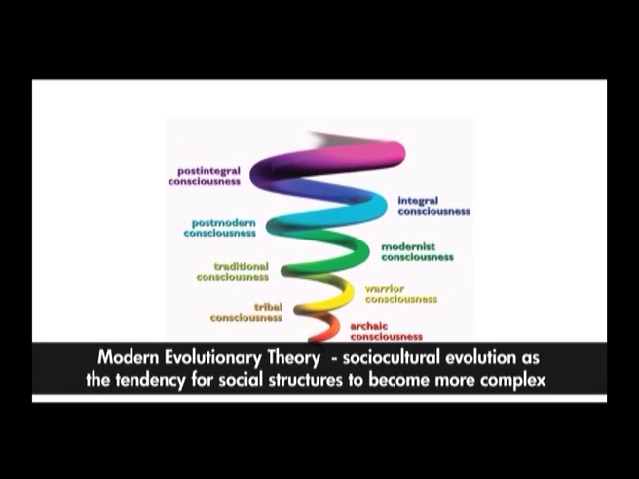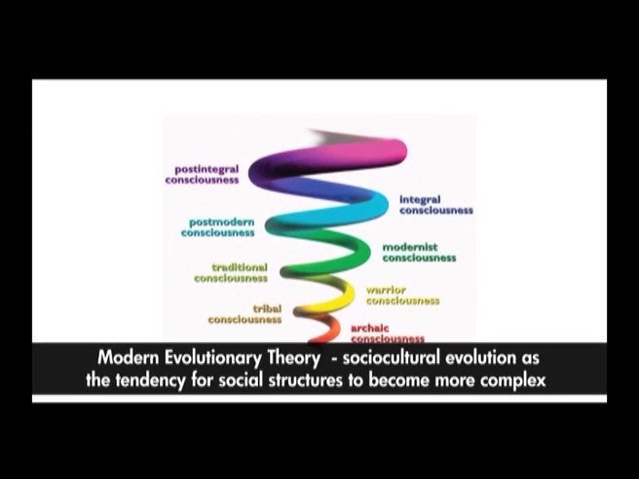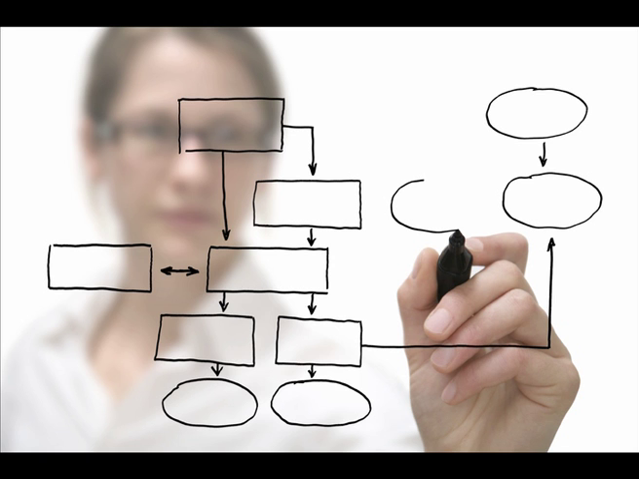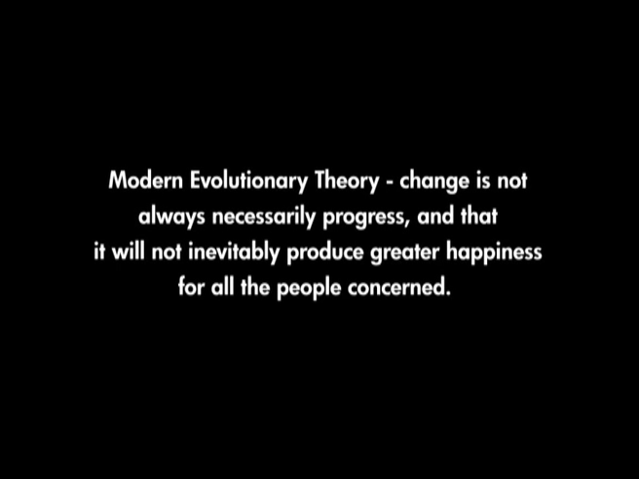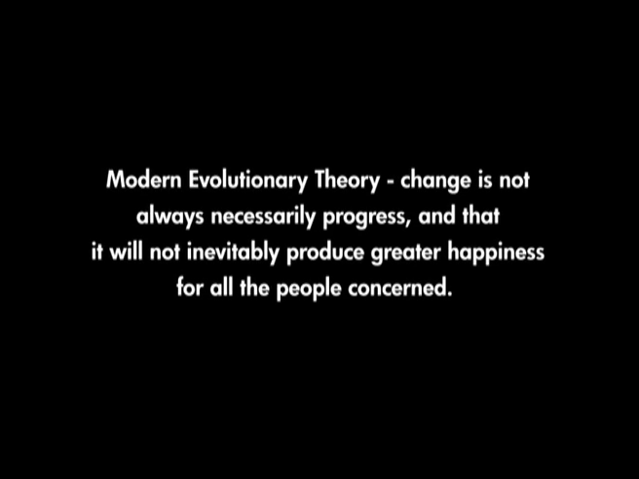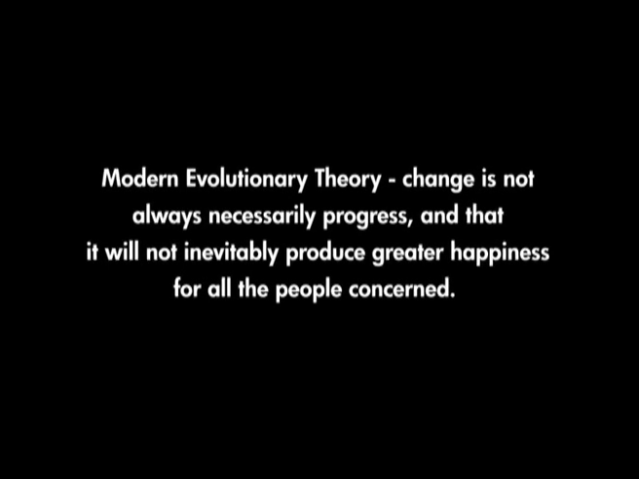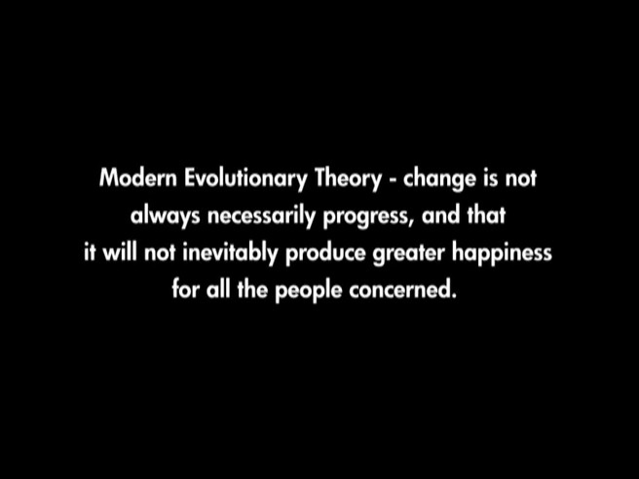Modern evolutionary theory. This more updated version sees socio-cultural evolution as a tendency for social structures to become more complex over time. It also believes that this process is multilinear and that change occurs in many different ways and at different rates. Modern evolutionary theory believes that change is not always necessarily progress and that it will not inevitably produce greater happiness for all the people concerned.